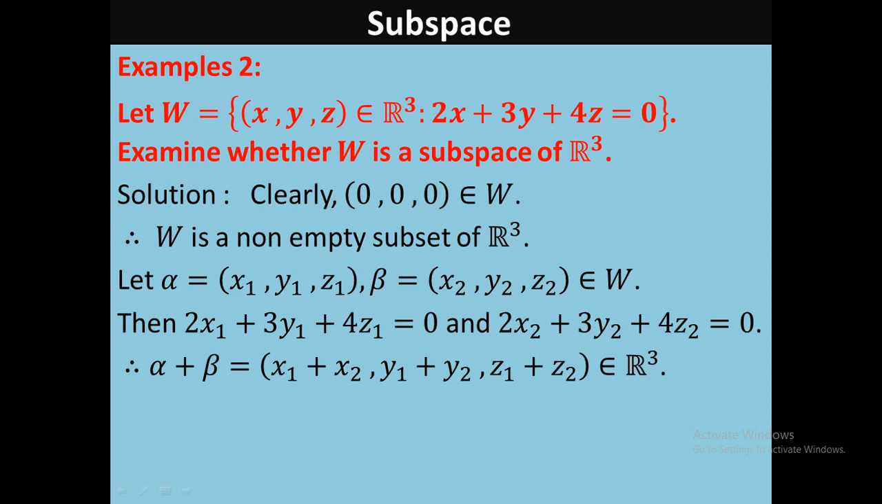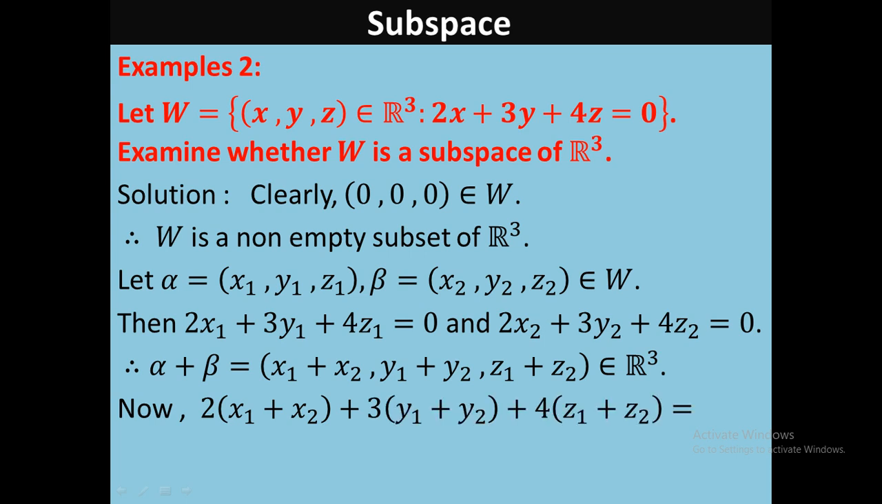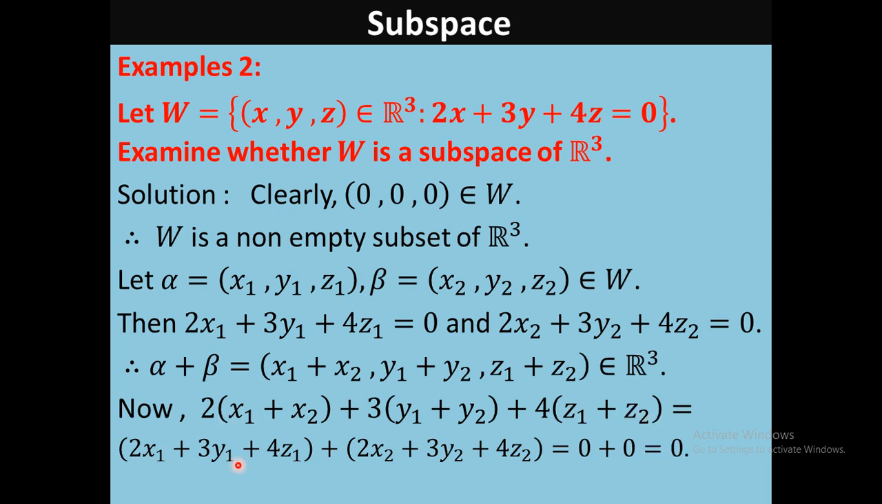For that purpose we calculate 2 into (x1 plus x2) plus 3 into (y1 plus y2) plus 4 into (z1 plus z2). Now we simplify it. Take x1, y1, z1 together and x2, y2, z2 together. This is equal to (2x1 plus 3y1 plus 4z1) plus (2x2 plus 3y2 plus 4z2). Again, this is equal to 0 for that condition. So this is 0, and here this is 0. Therefore the second term, 2x2 plus 3y2 plus 4z2, equals 0. Therefore 0 plus 0 equals 0.